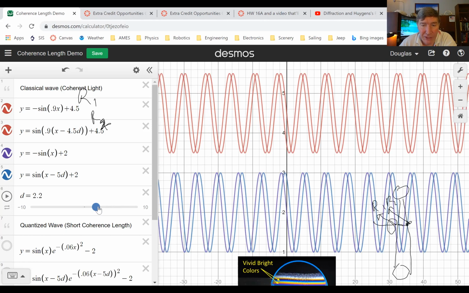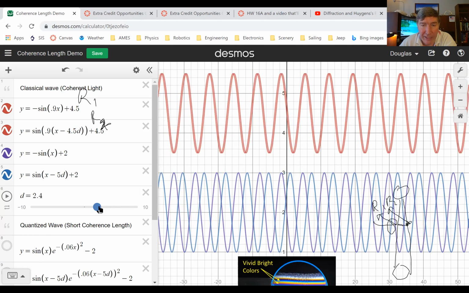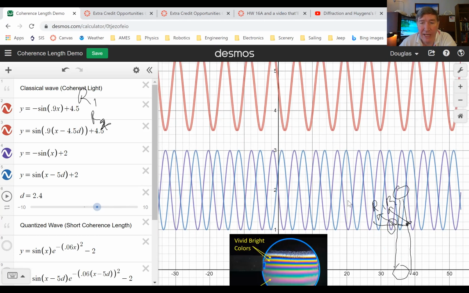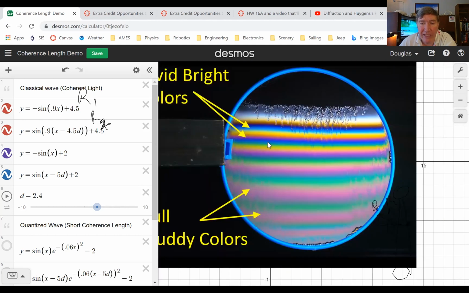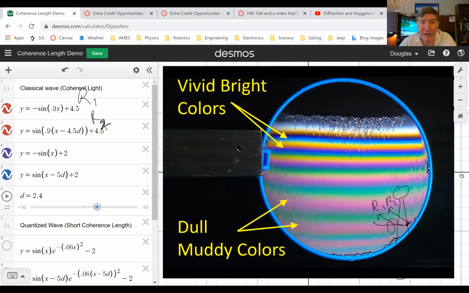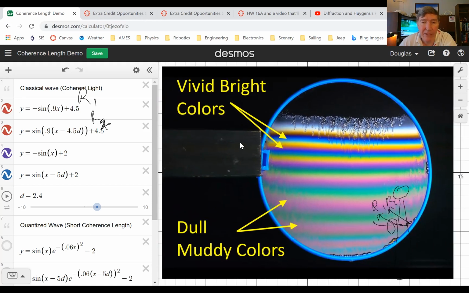So if I keep on shifting, now I get to a point where the red is constructive and the blue is destructive. And then the same thing is going to happen for the green and the yellow and whatnot. So when we get down into this region right here, we get very beautiful, vivid blues and yellows and reds, very bright and very vivid. Okay, now here's where it gets important.